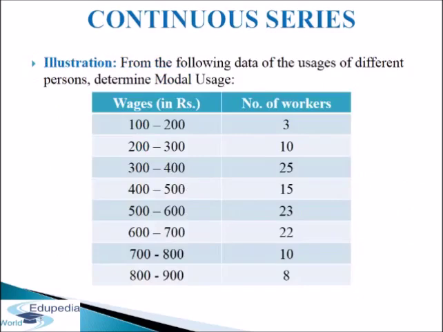Let us understand this with the help of the following illustration. From the following data of the wages of different persons, determine the modal wage. So in the table, wages are given, that is in the class intervals 100 to 200, 200 to 300 and so on. And number of workers, that is frequencies, are given to us. Let us make grouping table and analysis table to find out the mode.